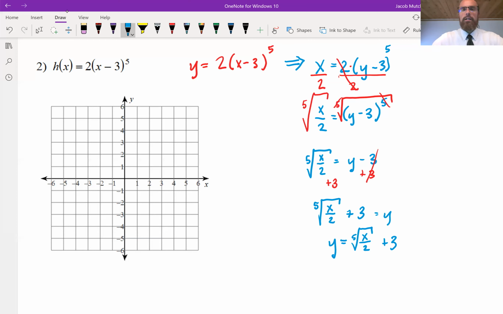And then to finalize the formal inverse notation, that's in this case the inverse of h of x equals the 5th root of x over 2, x halves, plus 3. And that's what I'll box.